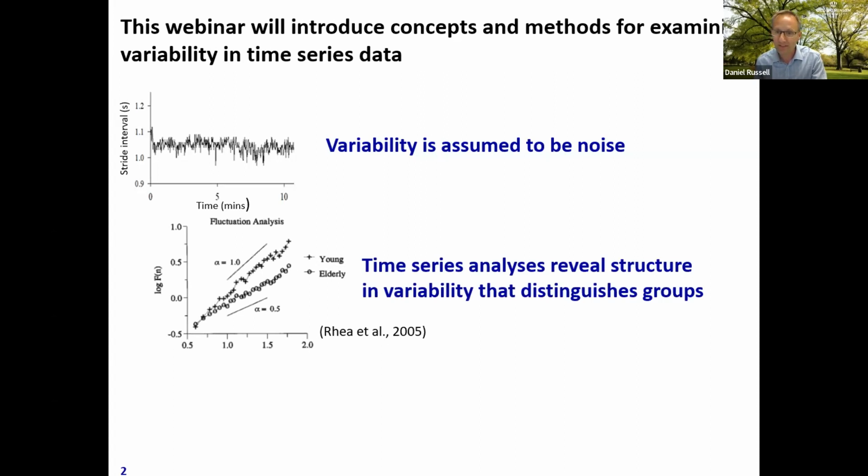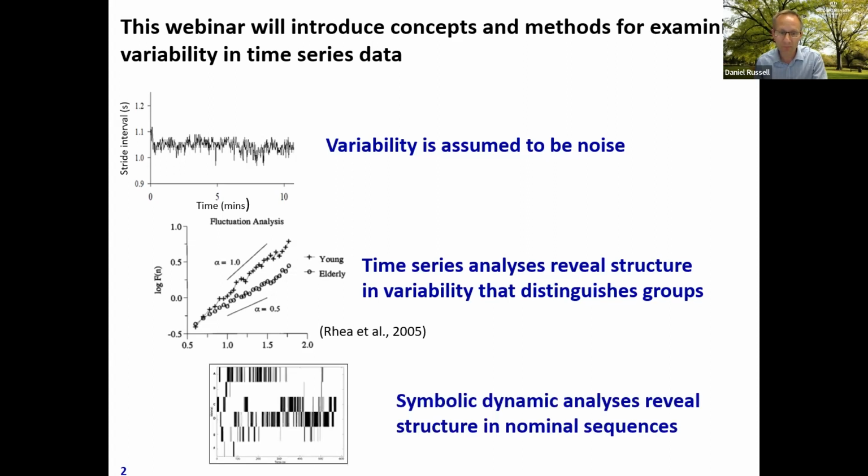We will do some time series analysis that reveals structure in variability, and this can be used to distinguish groups. That will be focusing on interval ratio data, and that's more from my background of human movement data, because we can collect lots and lots of data, which makes it amenable to some of these analyses, but I'll describe how they can be used in other ways. And then I'll finish off the talk looking at symbolic dynamic analysis that reveals structure in nominal sequences, and in particular we looked at gaze sequences during studying behavior.